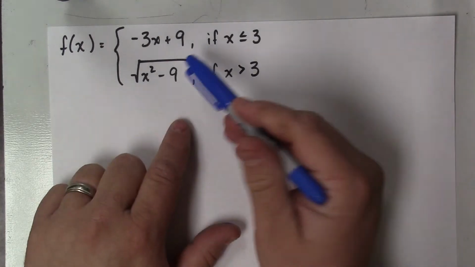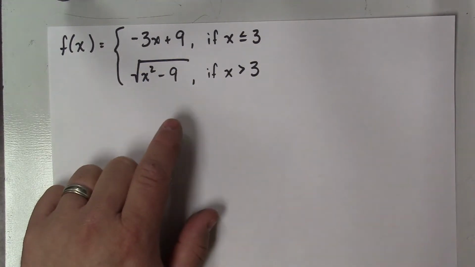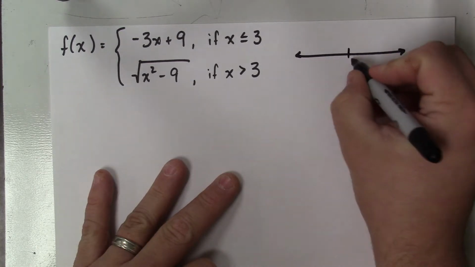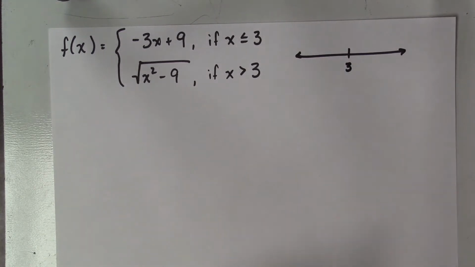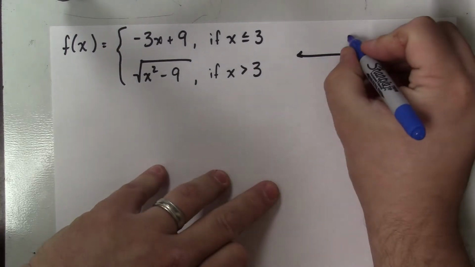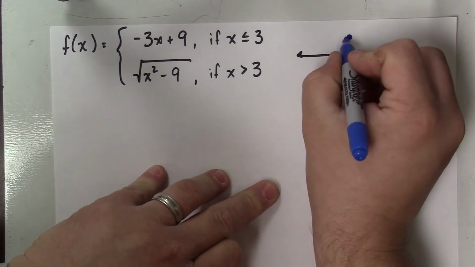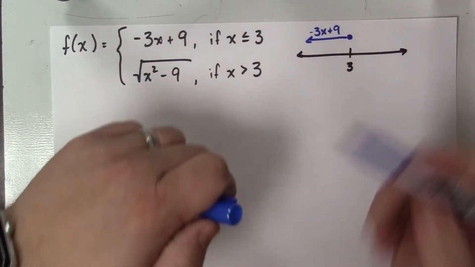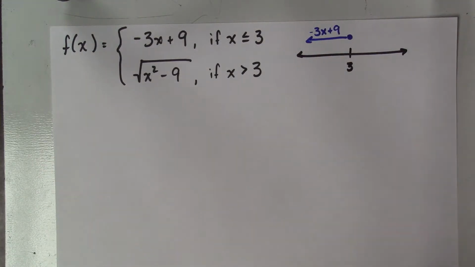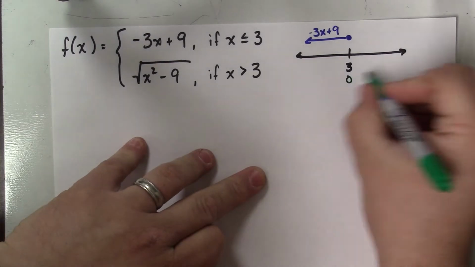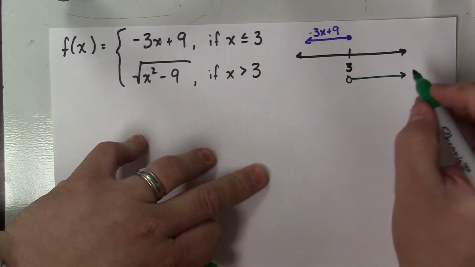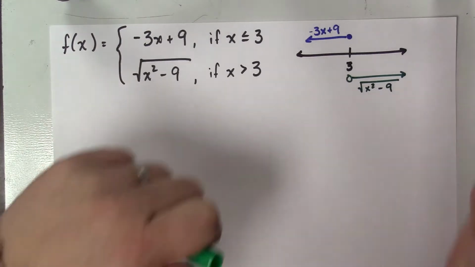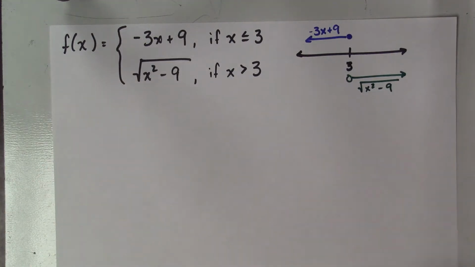Now here's another example. Once again, I have a function that has 2 rules, and the split point is when x is 3. For everything less than 3 and including 3, I'm going to follow the rule negative 3x plus 9. And for every value greater than 3 but not including 3, I'm going to follow the rule x squared minus 9. So let's look at what happens when we compute these limits.